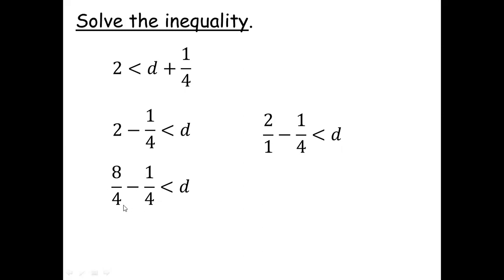Now that you have both the denominators the same, we can subtract. So 8 minus 1 is going to give you 7, and the 4 we do not subtract. So the denominator remains the same. 7 over 4 is less than D.